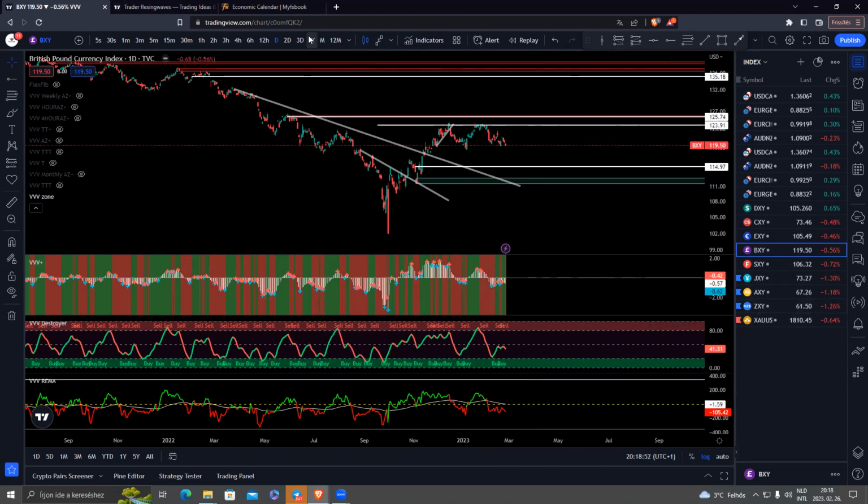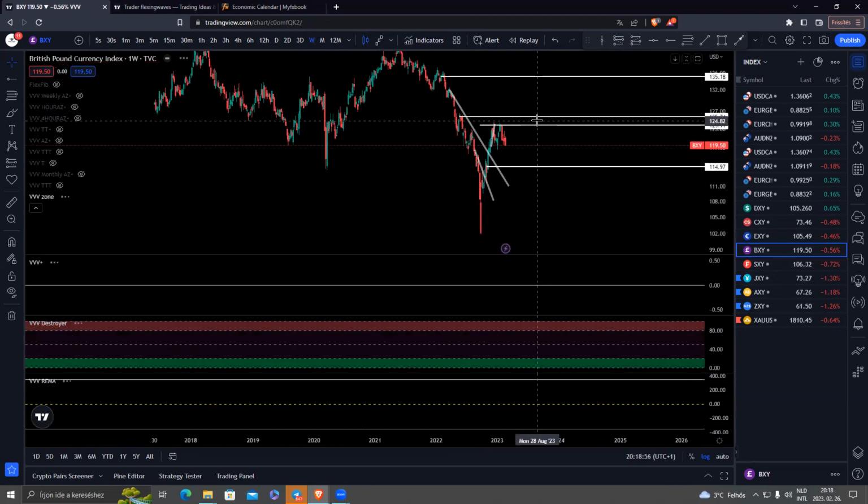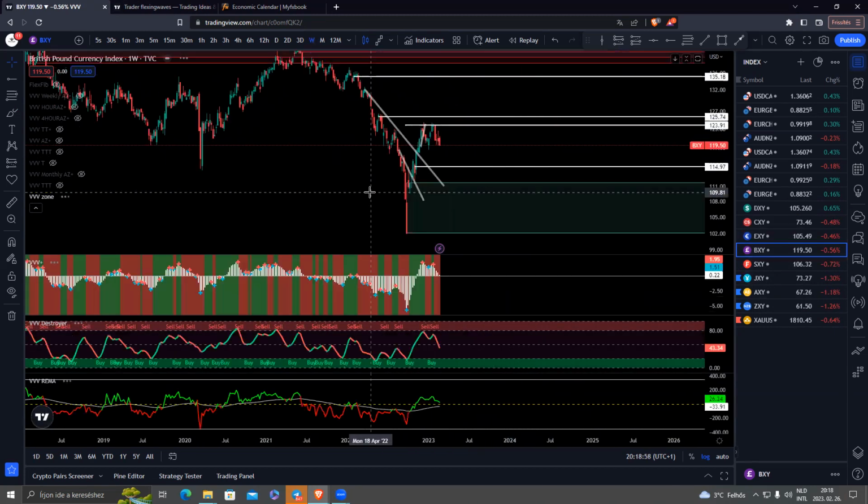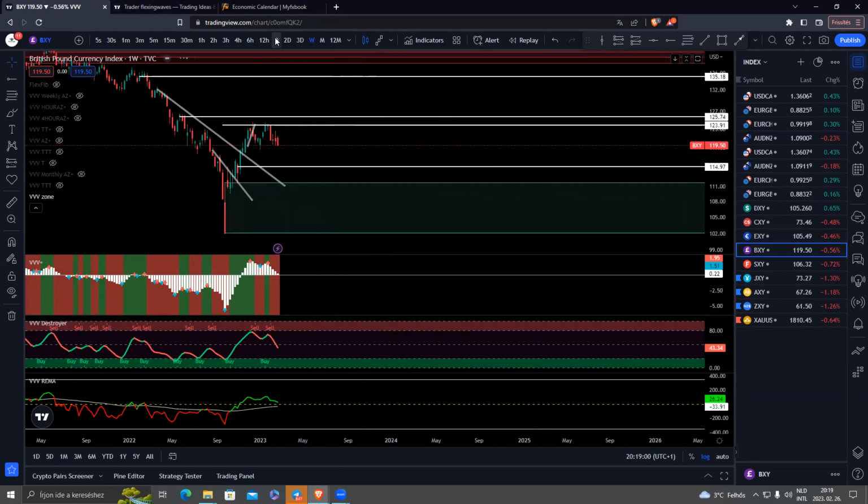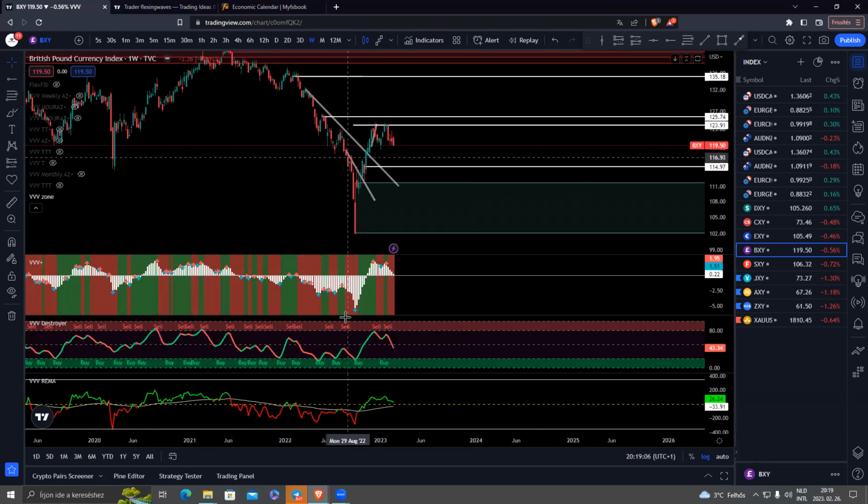Alright, here is a bearish momentum still going on, and it looks like the BXY is weaker than the AXY. Right, I want to see this cross actually, but there is still a place between the two. Okay, this is what I want to see.